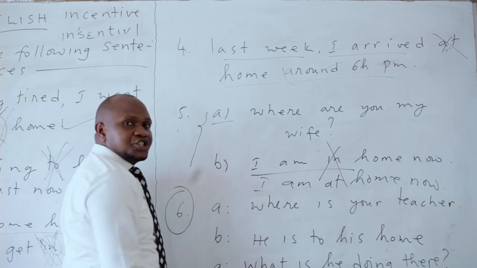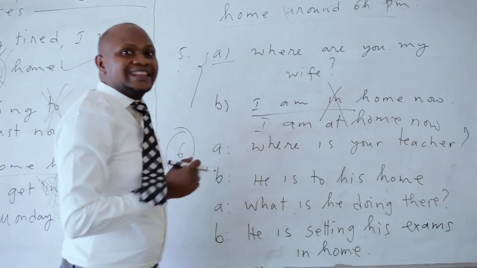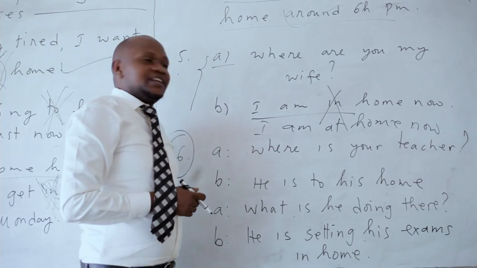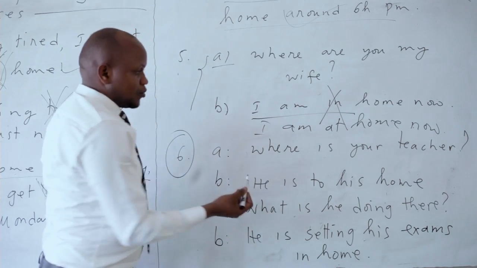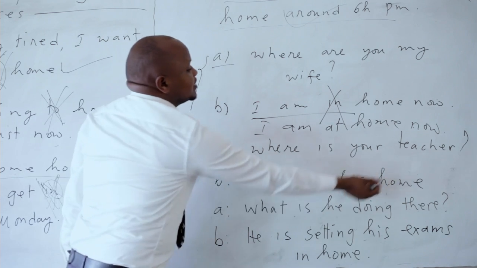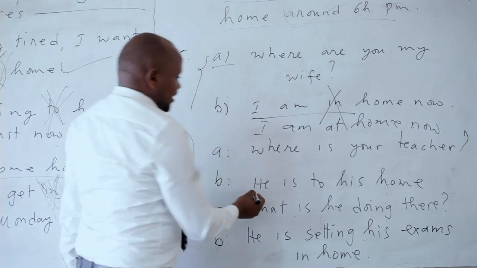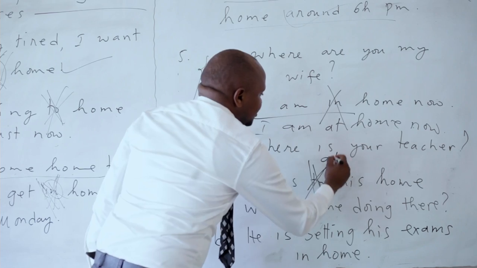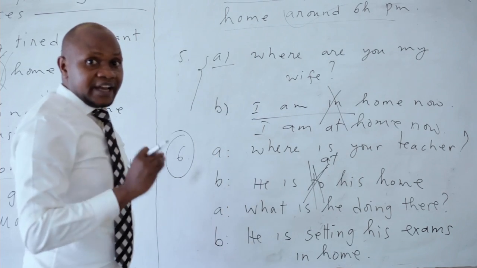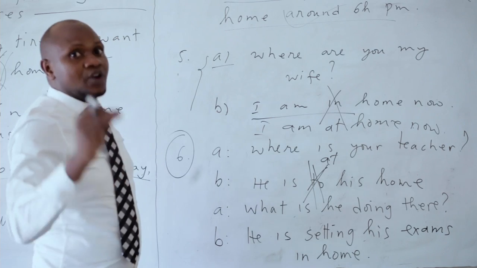Then number six, which is here. Where is your teacher? We don't say teacher. Where is your teacher? He is to his home. Negative. He is maybe at. You can say he is at his home. Yes, he is at his home.